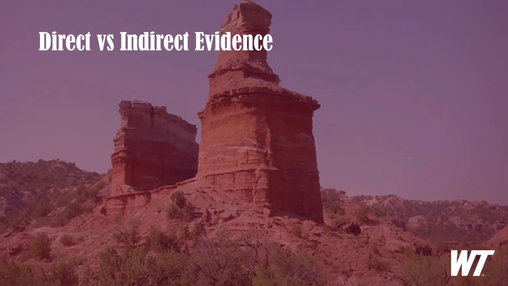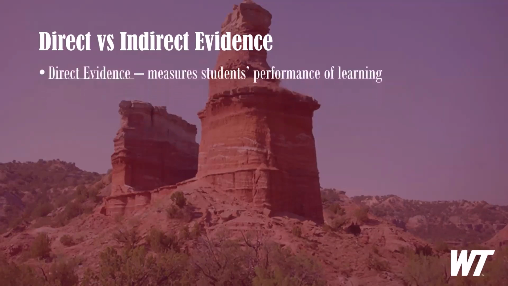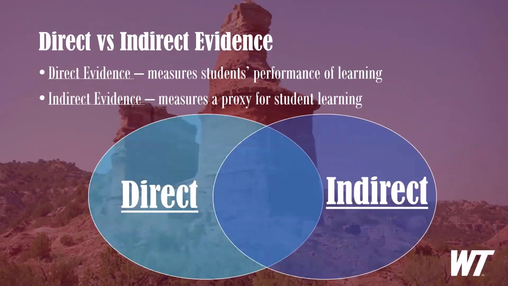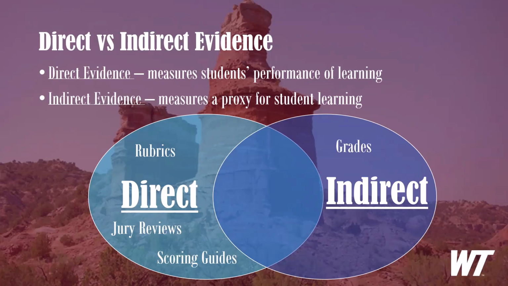Recall what we learned in Lesson 1 about direct and indirect evidence. Direct evidence measures students' performance of learning, and indirect evidence measures a proxy for student learning. Each of the assessment tools listed before can fall into one of these categories and determine if your program is gathering direct or indirect evidence. Rubrics, juried reviews, and scoring guides all fall under direct evidence. These tools provide specific feedback about a student's performance on an outcome. Grades fall under indirect evidence.